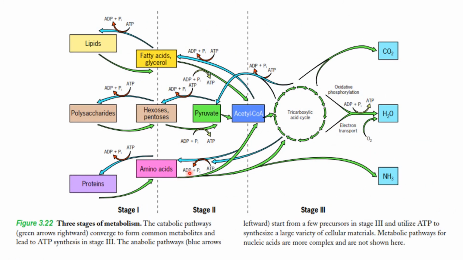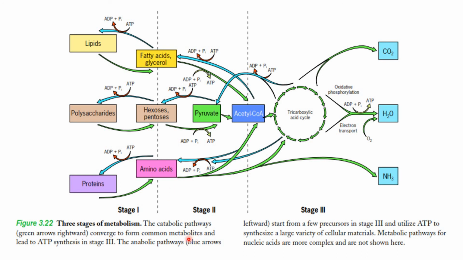Okay, so here we have different stages, so 3 stages of metabolism right here. So the catabolic pathways, which are green arrows, and they are going to the right, and they converge to form common metabolites and lead to adenosine triphosphate synthesis in stage number 3. Ito siya. So here lipids they will be catalyzed into fatty acids and glycerol, and then they will be turned into acetyl coenzyme, and then coenzyme tricarboxylic acid cycle, Krebs cycle, and then this is finally going to produce adenosine triphosphate in stage 3.